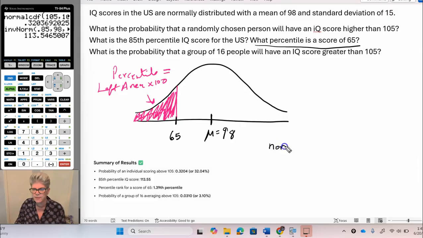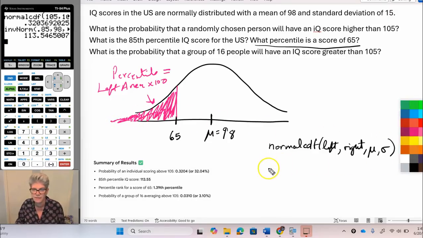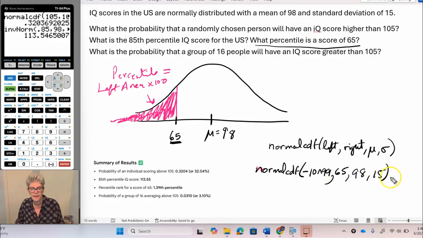Okay. All right, so to get this left area, once again, I'm going to need the normal CDF command. I'll need to provide it with a left limit score, a right limit score, and the mean and the standard deviation. Once again, there is no left limit here because that's going off to negative infinity. There is no infinity button on your calculator. So you give it a really large negative number. So minus 10 to the 99th. And then my right limit is going to be 65 because I want to get this red area. Then 98 and 15. That will give me the red area. And then I'm going to take that answer and multiply it by 100 to get the percentile.